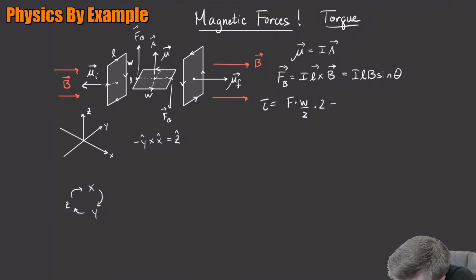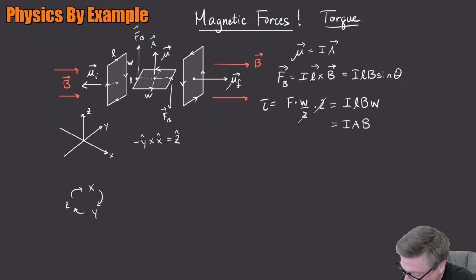The 2's of course cancel. So it's just going to be the force, which is I L B, times W, and the sine of theta is just 1. But look, L times W is just the area of the loop. So that's just I A B. And I A is just the magnitude of our magnetic moment. So it's just mu times B. Now, in general, that's going to be mu B sine theta.